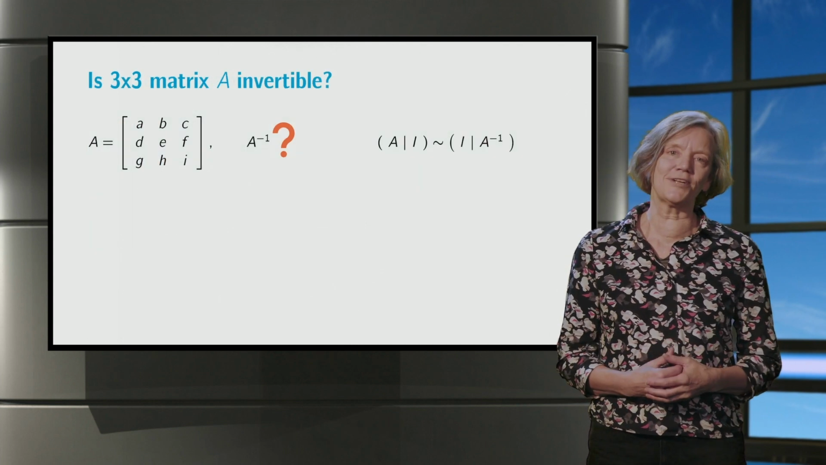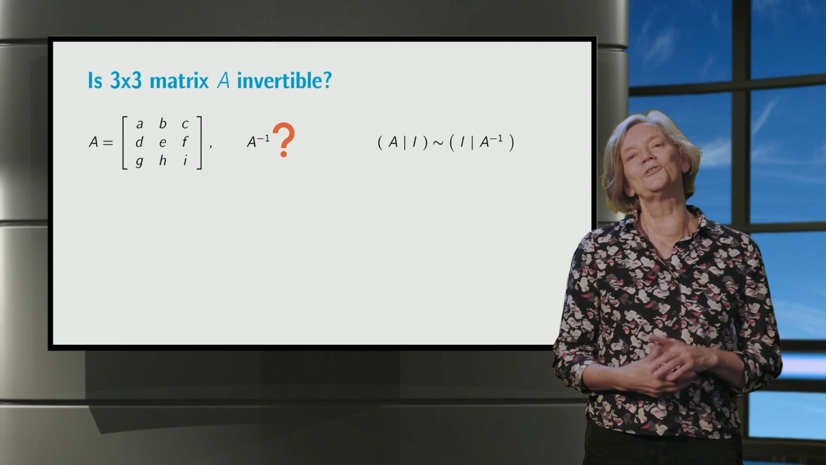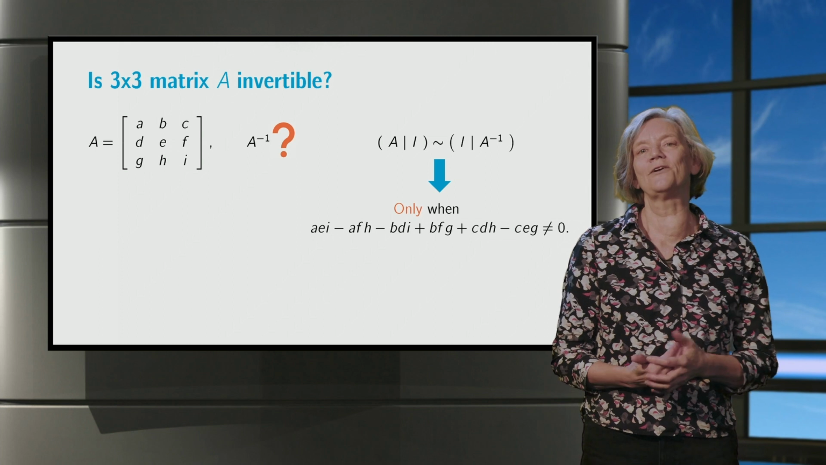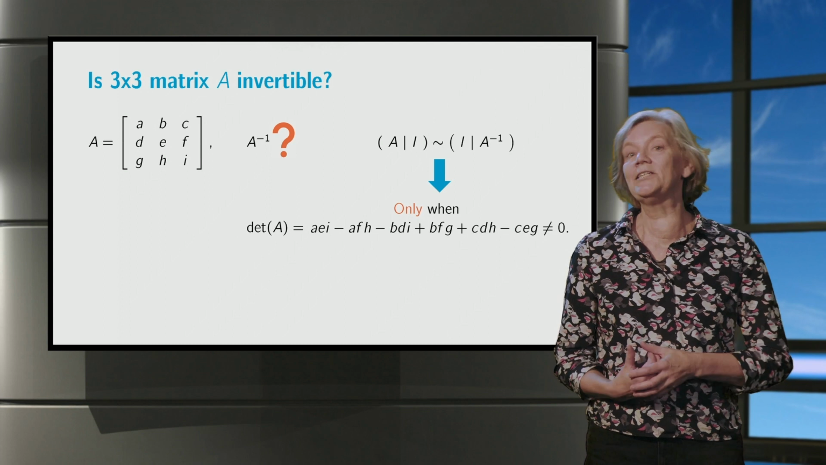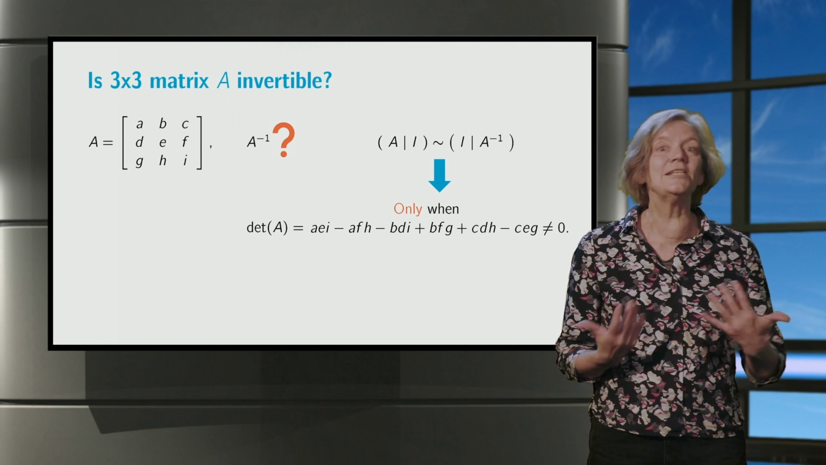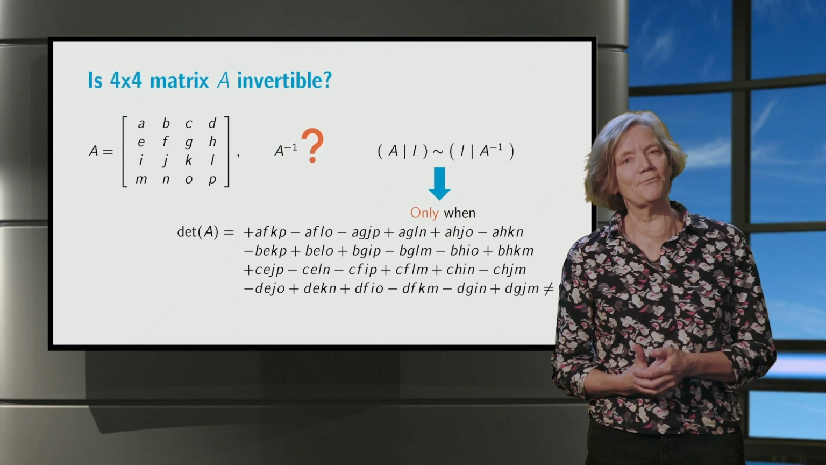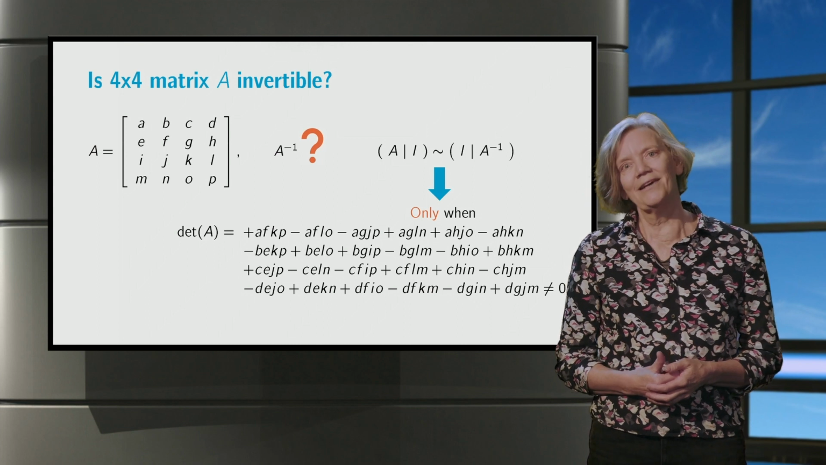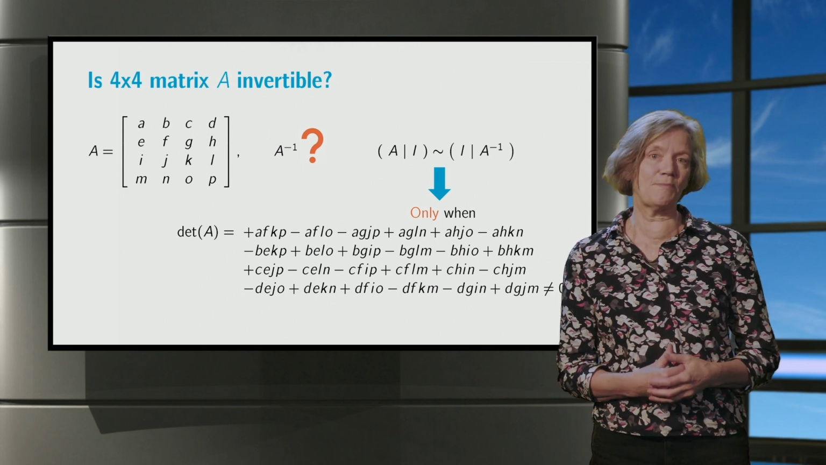Now a 3 by 3 matrix. If you want to find the inverse matrix, again you have to reduce A to the identity matrix. That is only possible when a certain scalar combination of the elements of A is not equal to 0. We call this quantity again the determinant. The determinant of a 2 by 2 matrix is easy to remember. The determinant of a 3 by 3 matrix has 6 terms. The determinant of a 4 by 4 matrix has 4 factorial terms, so you cannot memorize that. For the larger matrices, I will show you a recursive procedure, the cofactor expansion.